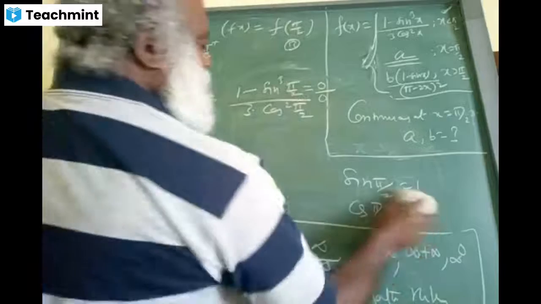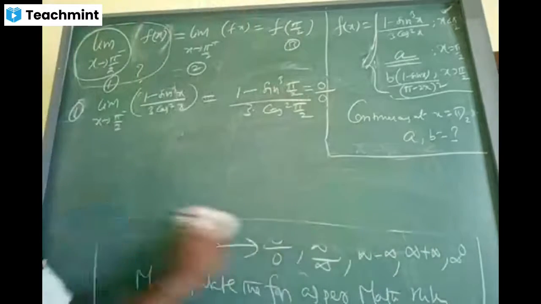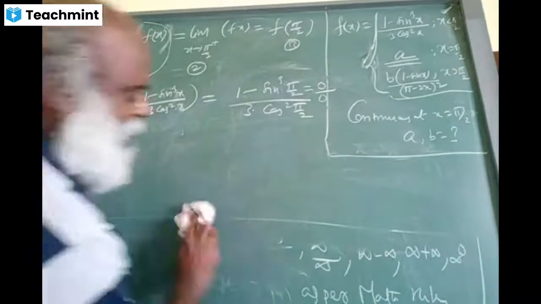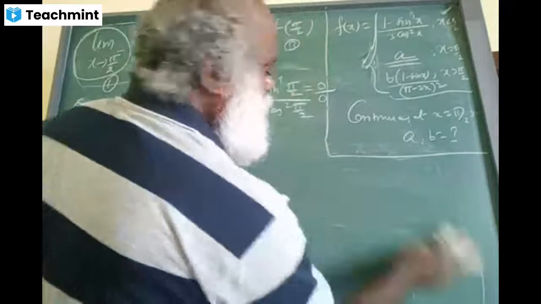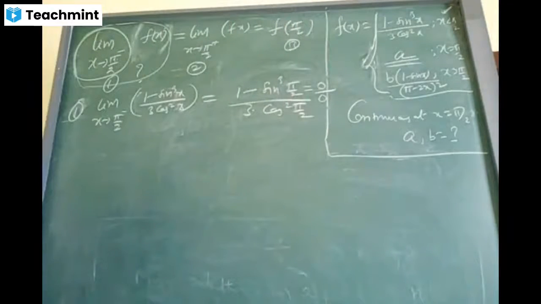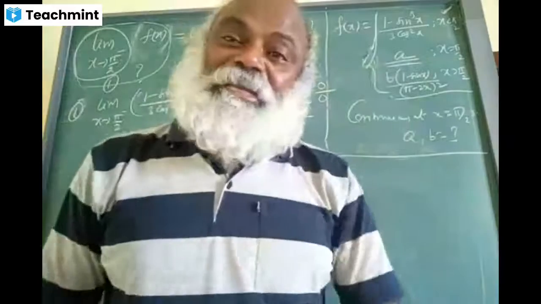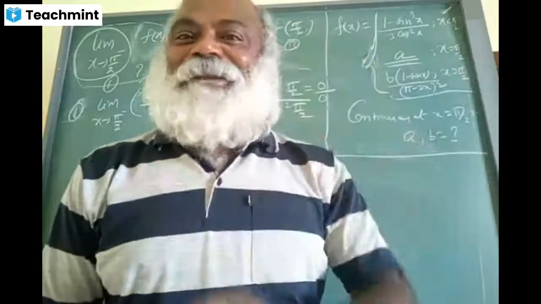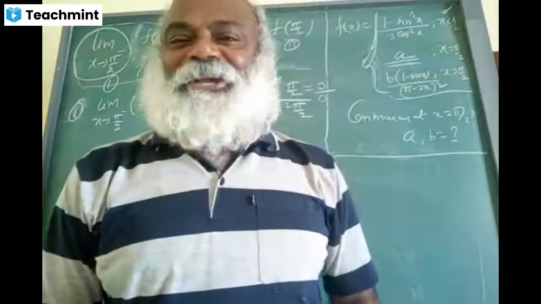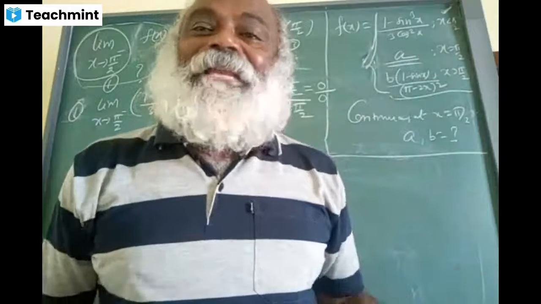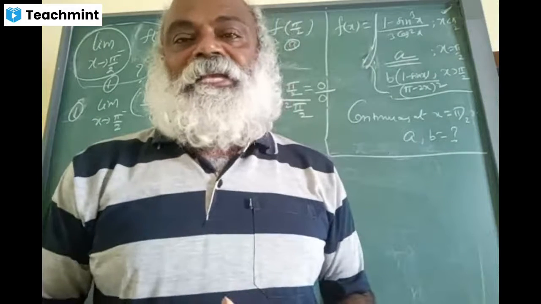Right? Come on, go for it. Okay, nice. Next, Hare Krishna has given a beautiful answer. Cos square x, the denominator should not be 0. The damaging fellow is the denominator. If the denominator is 0, what is happening? It is infinite. Yes or no?